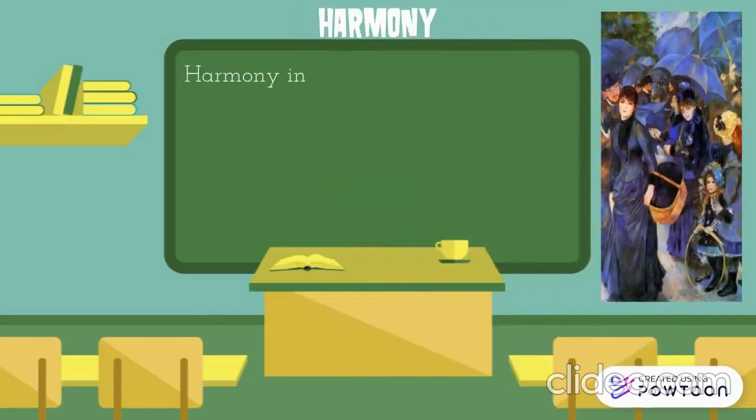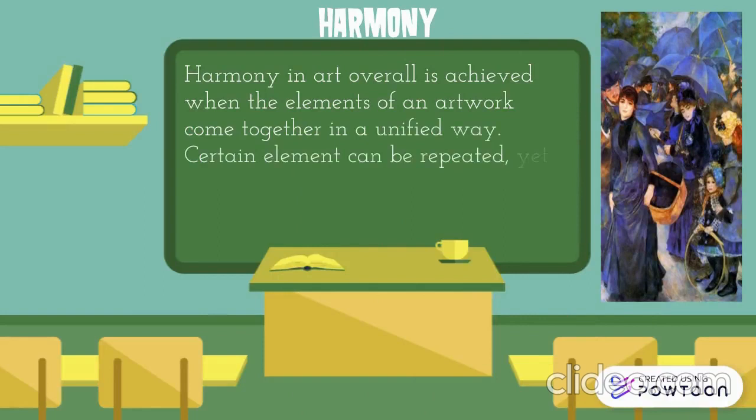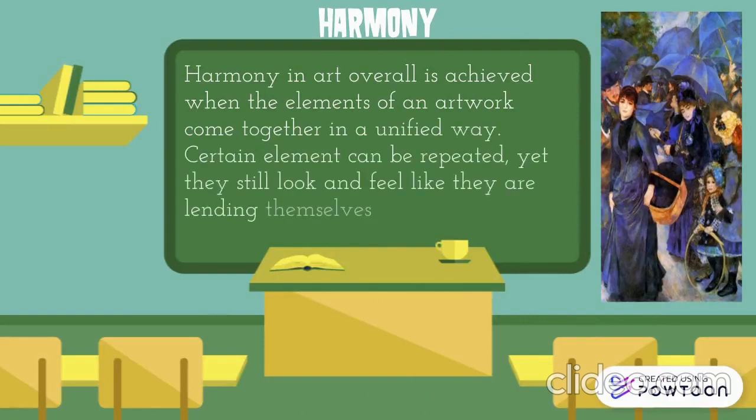Harmony. Harmony in art overall is achieved when the elements of an artwork come together in a unified way. Certain elements can be repeated, yet they still look and feel like they are lending themselves to a whole.